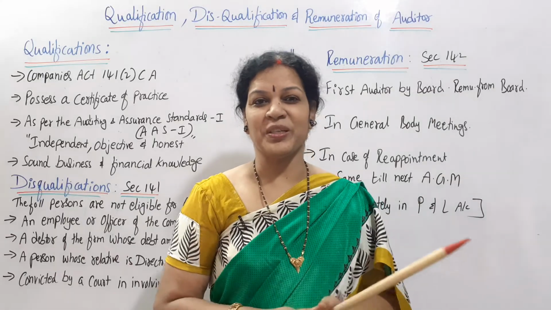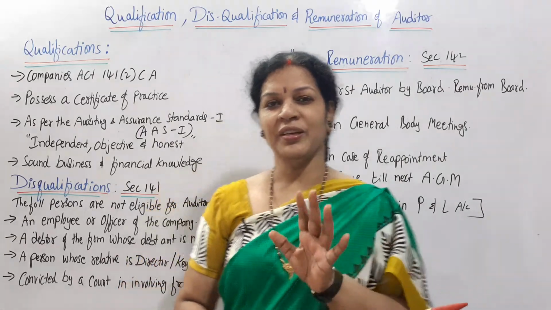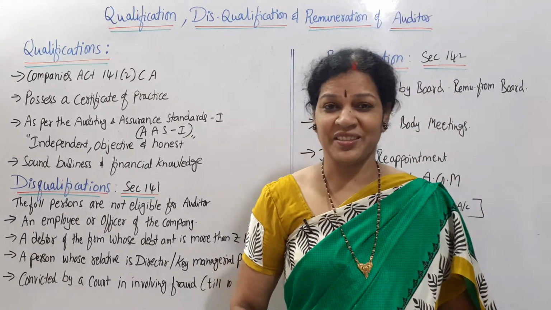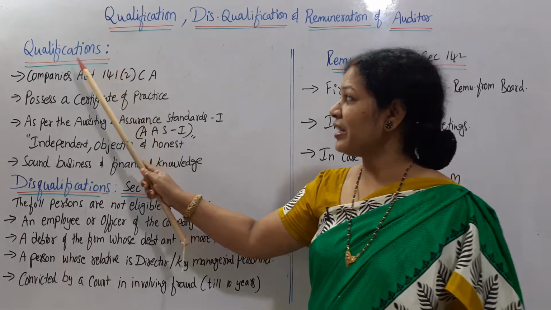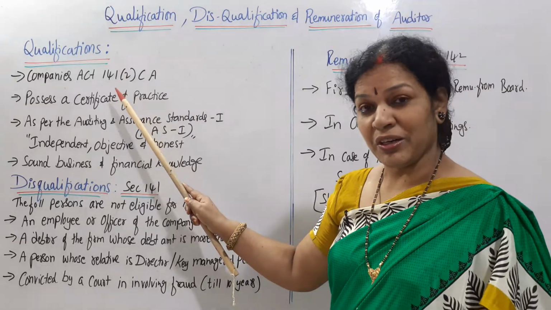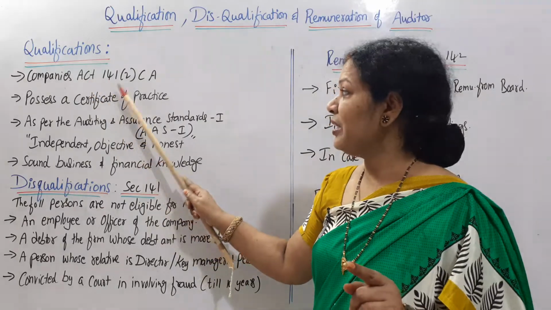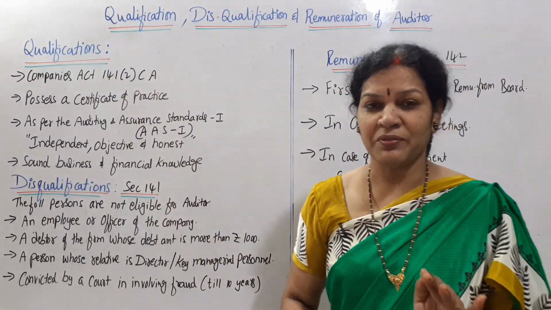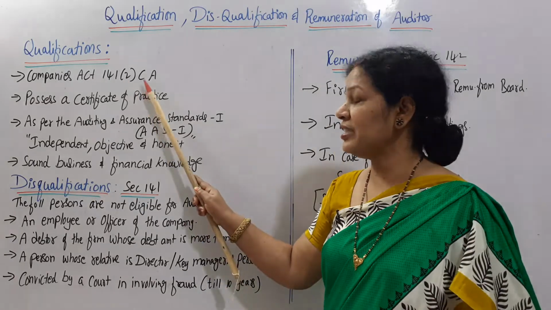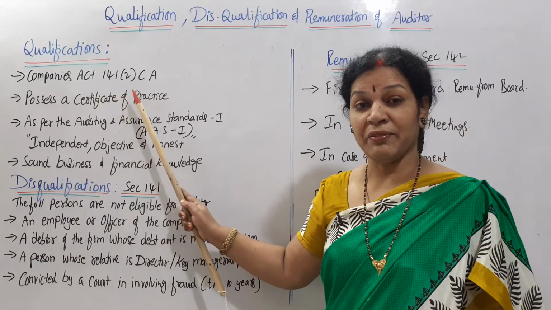Okay. Now coming to today's topic: auditor's qualification, disqualification, remuneration. First we will focus on the qualification. You know that auditor means chartered accountant, isn't it? The same thing is mentioned here. Regarding these qualifications, it is mentioned in the Companies Act, Section 141, subsection 2. It is mentioned very clearly that every auditor should have a qualification, that is chartered accountancy, CA. Auditor must be a chartered accountant as per Section 141 subsection 2.